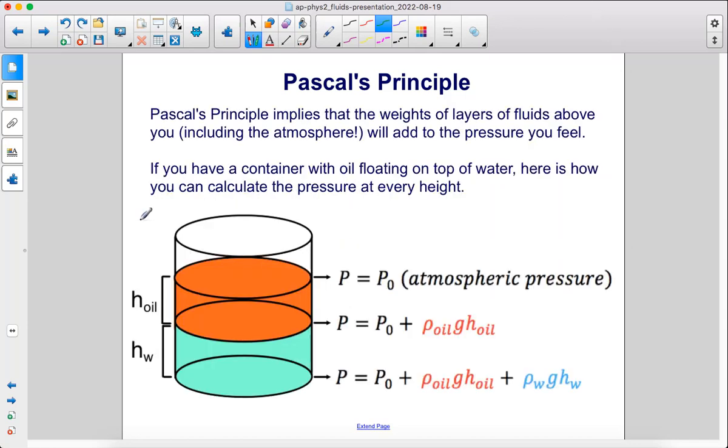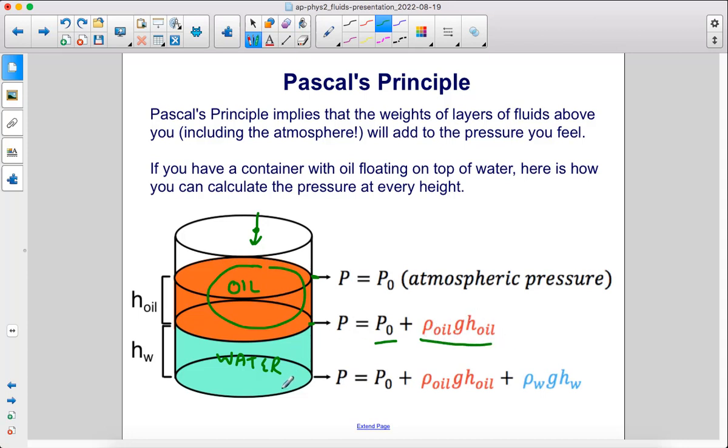Pascal's principle implies that the weights of layers of fluids above you, including the atmosphere, will add to the pressure you feel. If you have a container with oil floating on top of water, here's how you can calculate the pressure at every point in here. At the very top, right here, you'd have atmospheric pressure. So that would be like on the surface. Right here between these two layers, you would have atmospheric pressure and you would have pressure due to the weight of the fluid, of the oil. So that's rho gh for oil.